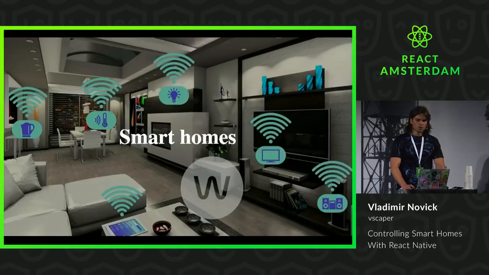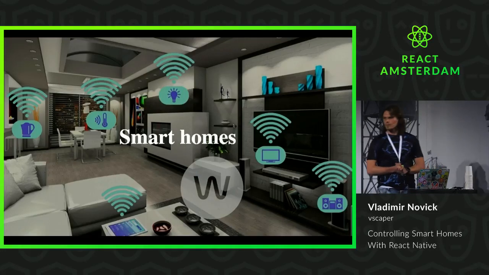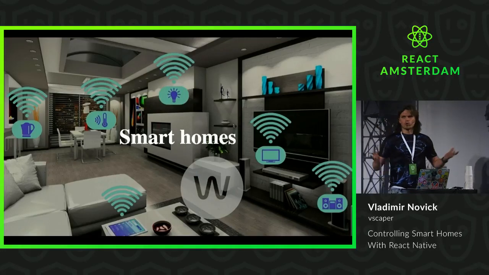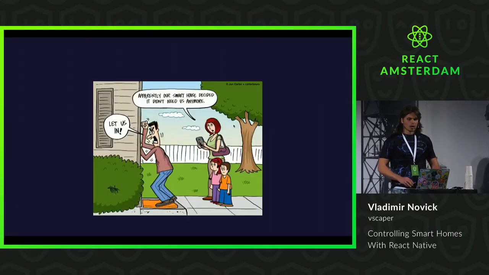So let's talk about smart homes. Currently, we all know that smart homes have been out there for several years. We have lots of things connected. We have lights, temperature and humidity sensors, various stuff connected to the internet. And we can control everything, right? Sometimes we can't, but yeah, sometimes there is that problem.